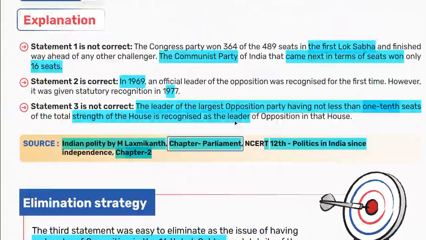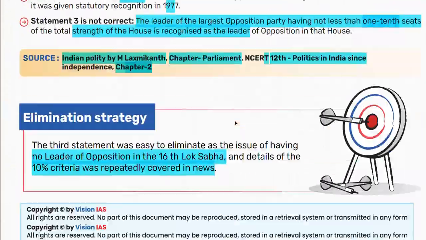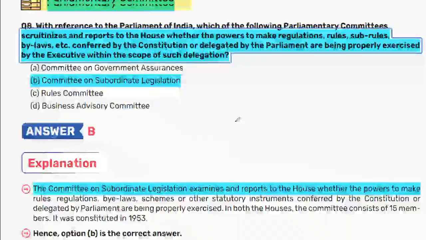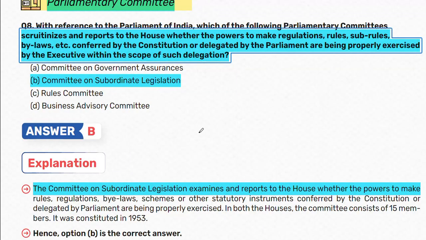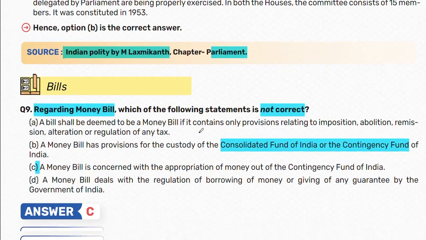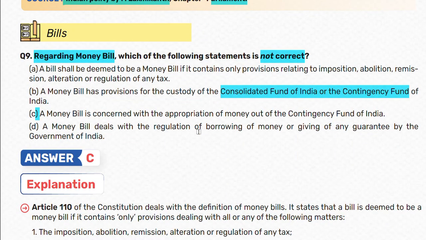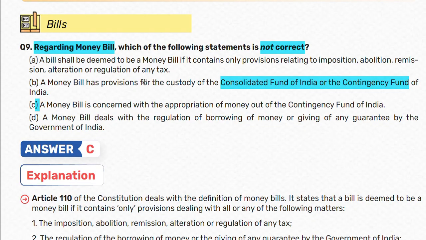Now question number 18. Okay, so question number 8, this we will not cover. So we'll jump to the next question. Regarding money bill, which of the following statements is not correct? Again, they have asked a question on the money bill. So this time we have to trace which is not correct.